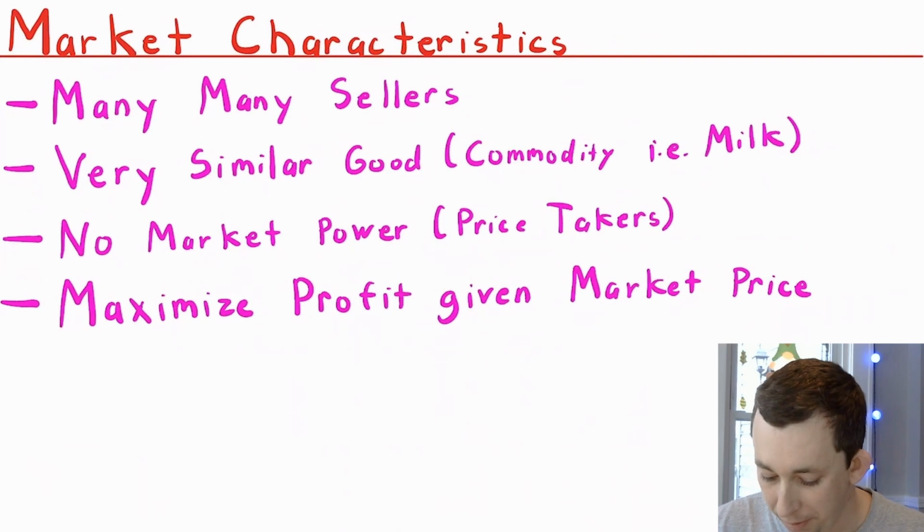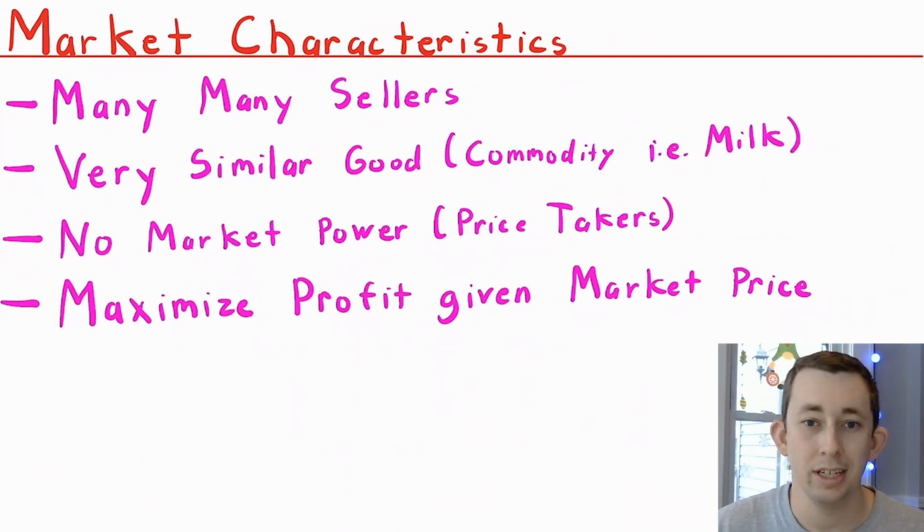So in a perfectly competitive market, you have many sellers, almost an infinite number of sellers. Each of those sellers is selling something that's very similar. It's a good so similar, we call it a commodity, that you can't really tell who made it. So for example, I like to think of milk. If you're in the grocery store and you just have a bunch of gallons of milk, you can't really tell which milk was made by which farmer unless it says on the label. So that would be something that might be close to a perfectly competitive market.